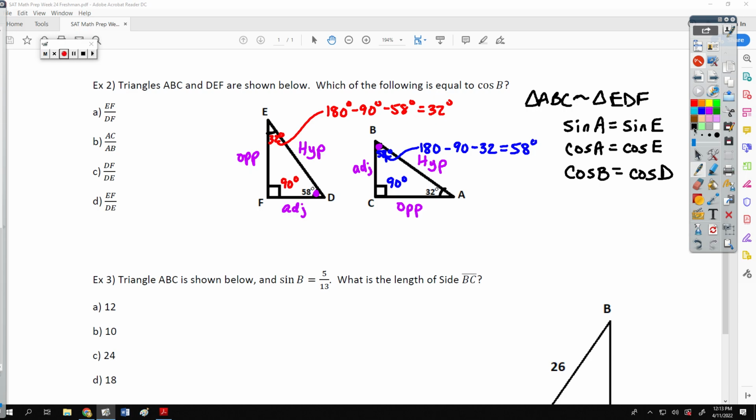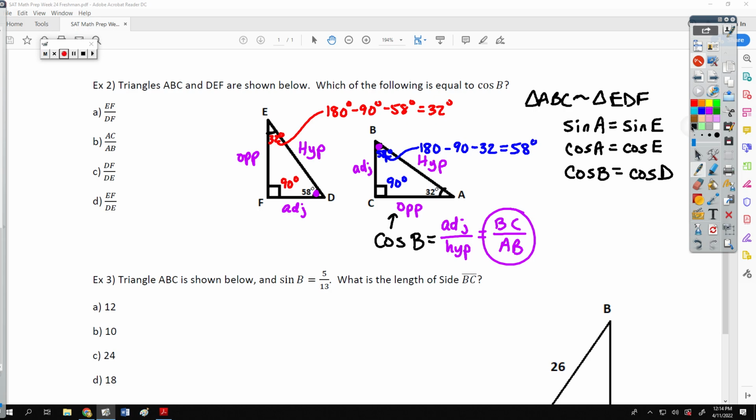So it says, which is equivalent to the cosine of angle B? Well, in this triangle, the cosine of angle B is adjacent over hypotenuse, which would be BC over AB. So our first check should be for that ratio. That ratio does not exist in any of our answers.